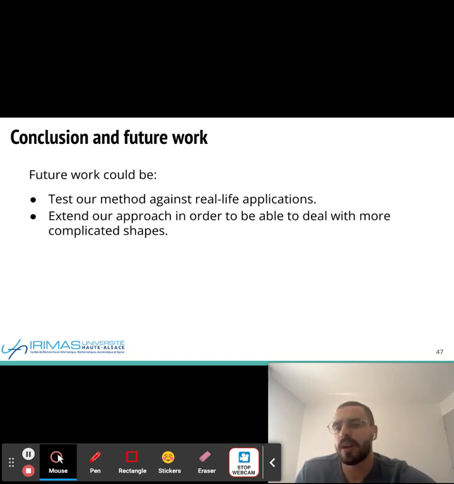As future work, we are thinking of testing our method against some real-life applications, and we can also extend our approach in order to be able to deal with more complicated shapes.